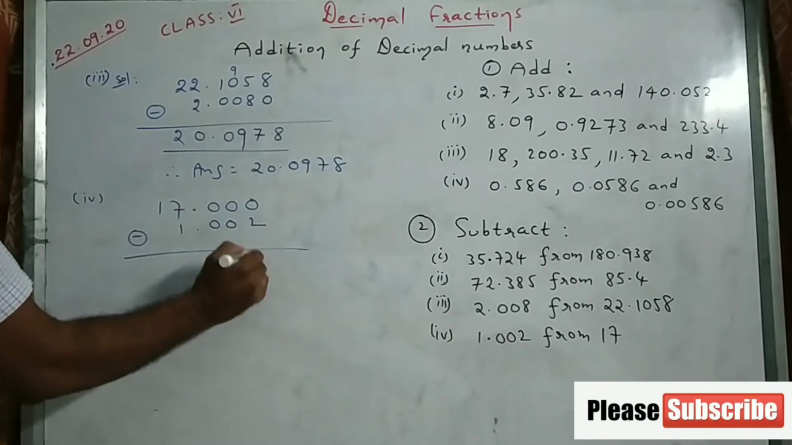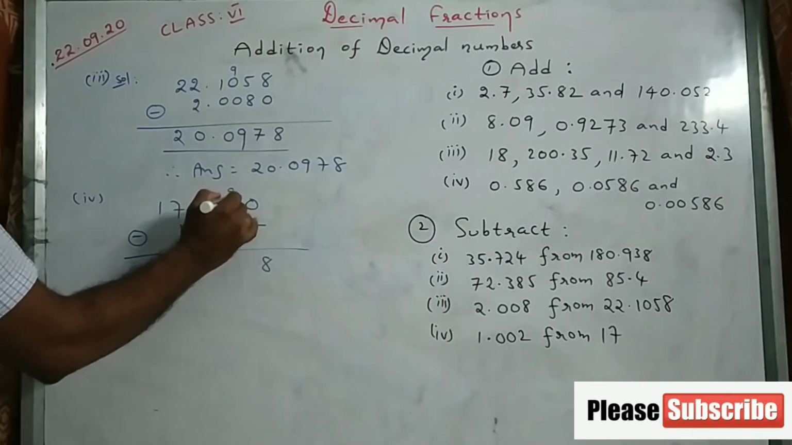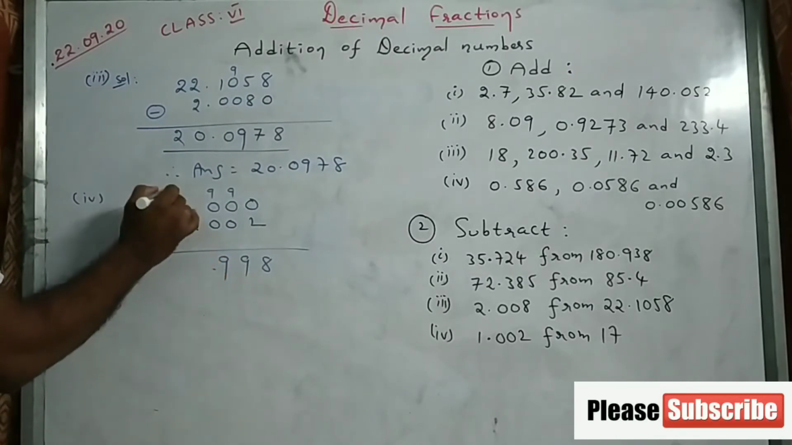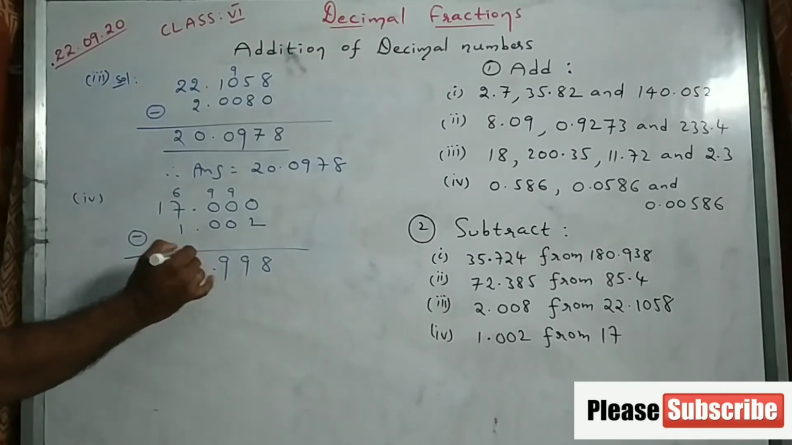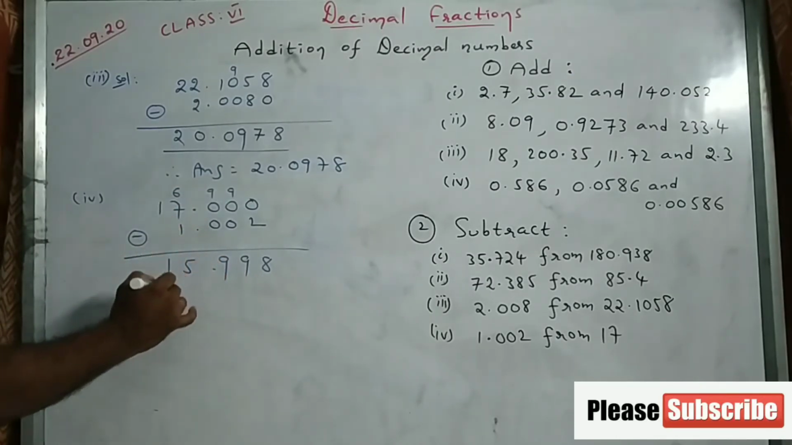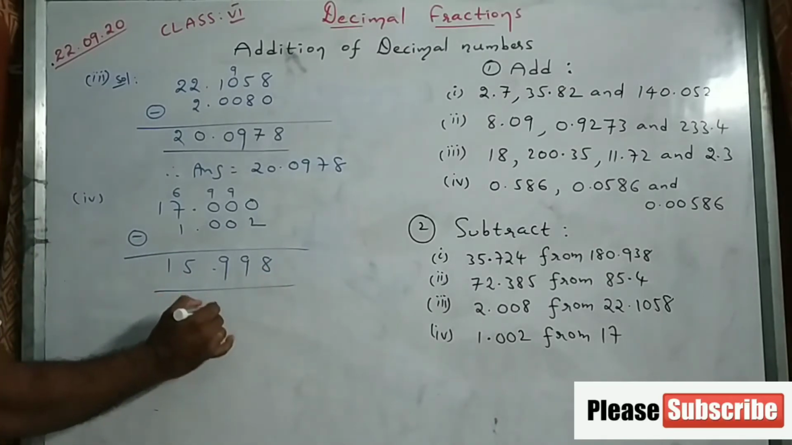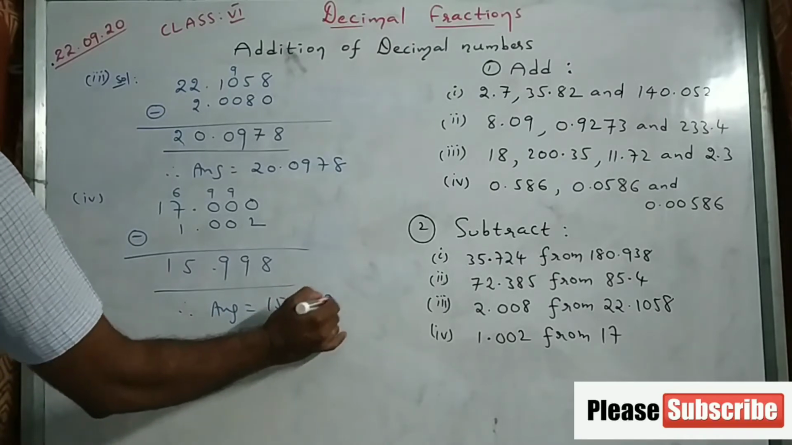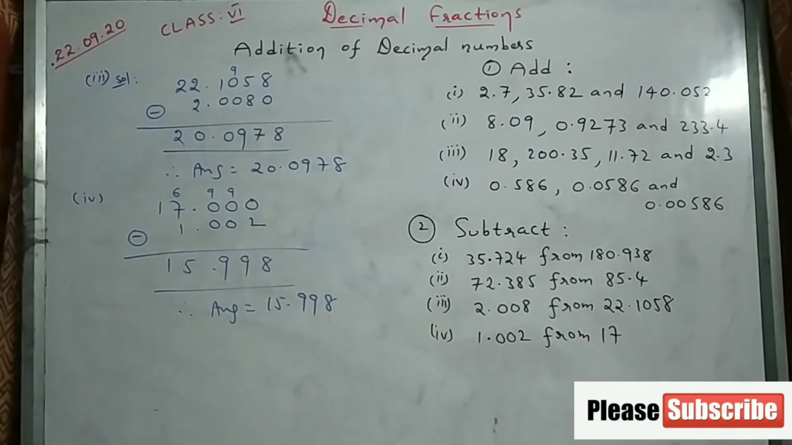Subtract. 8. Here 9 will remain. Here 9 will remain. Here 6 will remain. 5, 1. So therefore my final answer is 15.998. Clear?